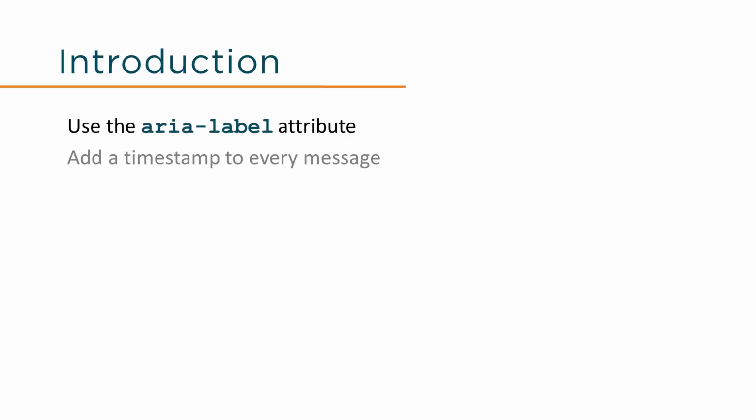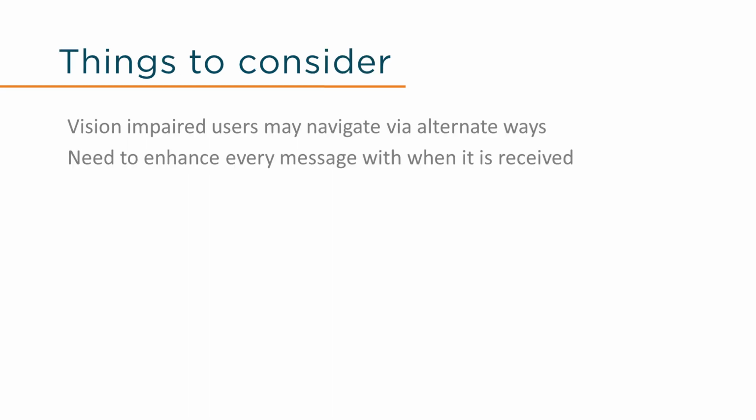We'll use the aria-label attribute to add an identifier to each conversation and add a timestamp to show when the message is received. Vision impaired users can navigate on-screen elements through their screen reader without having to interact with the page. We need to make sure the conversation identifier, that is who spoke, was it the bot or the user, can be identified by text as well as visually.